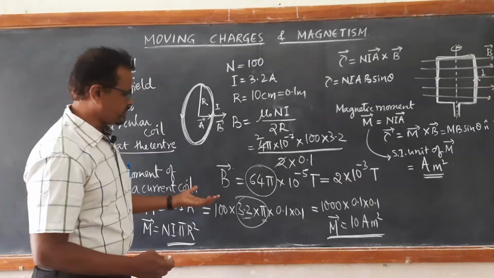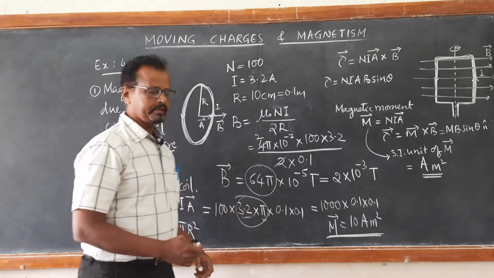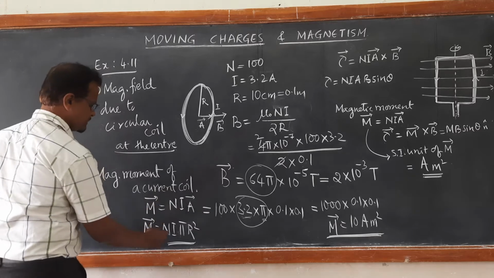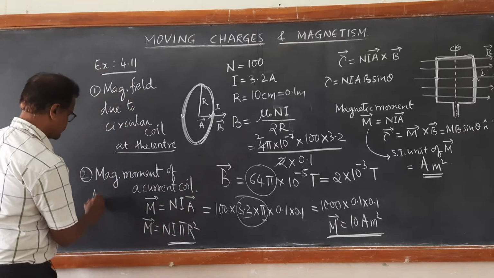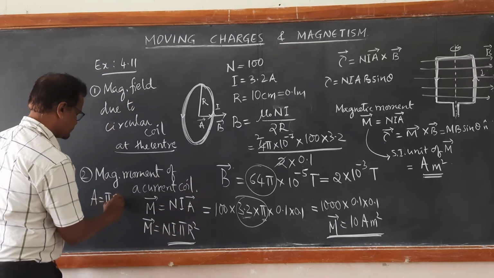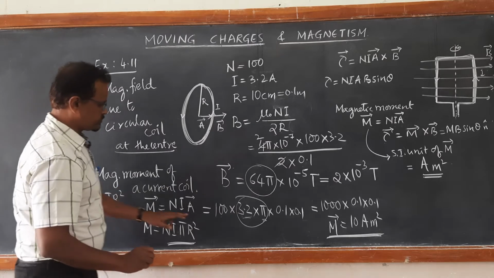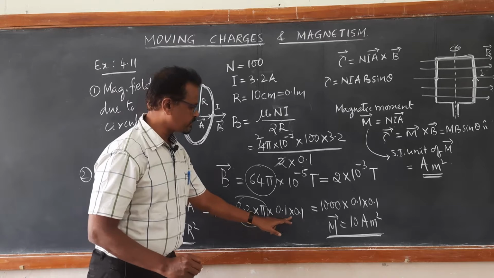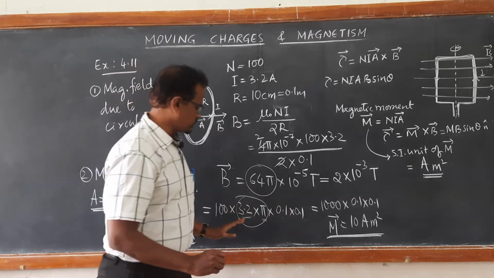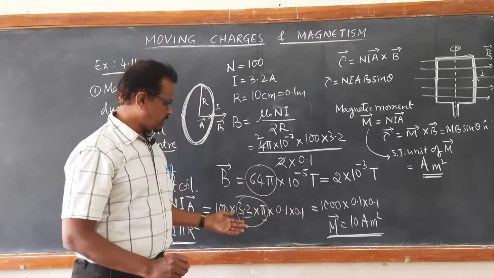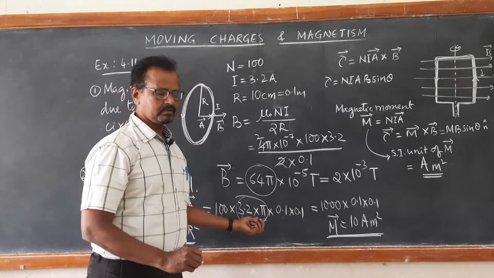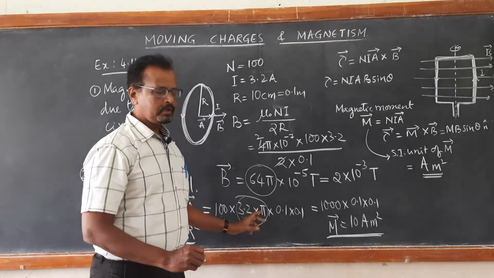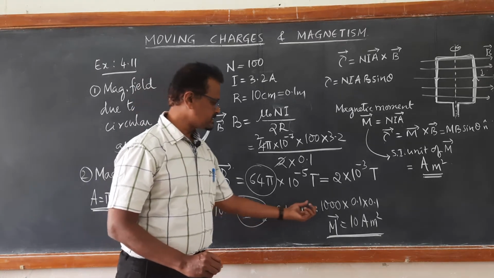Area of a circular coil is given by pi r square. You can just write here, area is pi r square. So, if you substitute pi r square, you will get 100 into 3.2 into pi r square. R is 0.1 into 0.1. So, 3.2 into pi, almost it is taken as 10. 3.2 into 3.14, close to 10. So, I have taken it as 10.